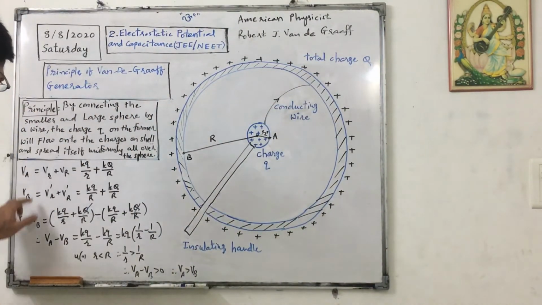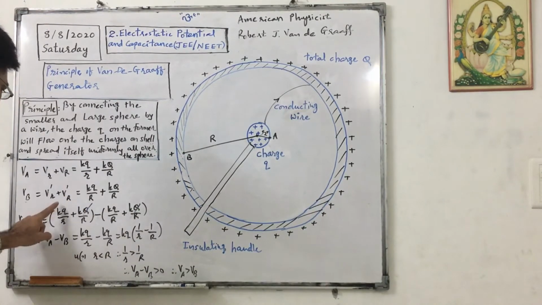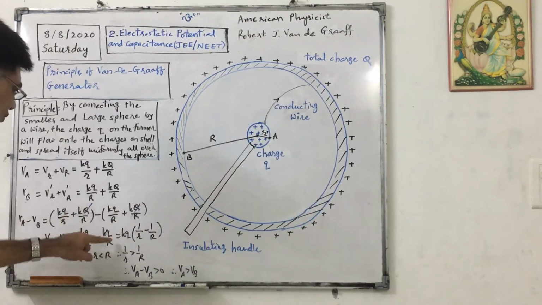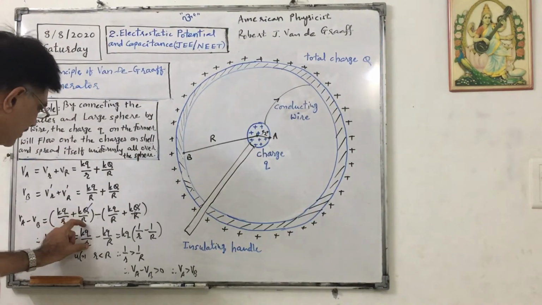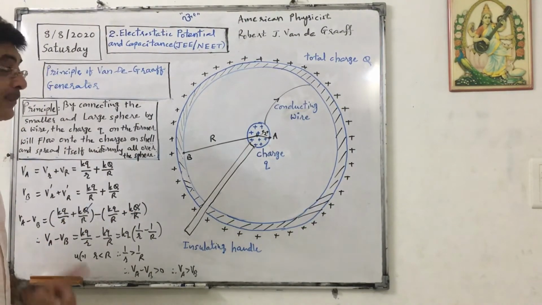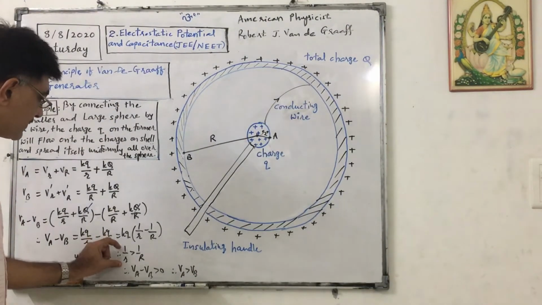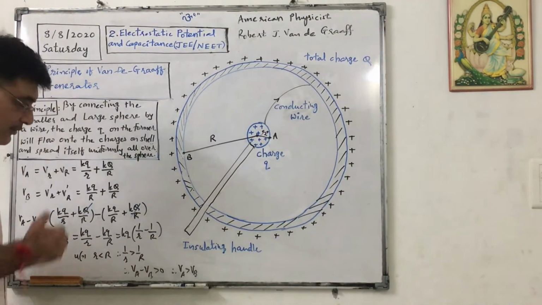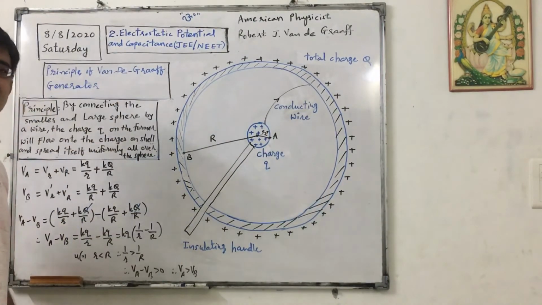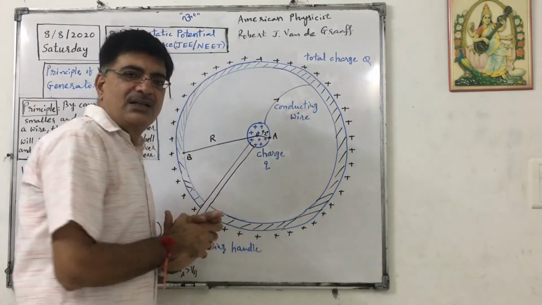Now VA minus VB. So this minus this. The K capital Q upon capital R will be cancelled. K small q upon small r minus K small q upon capital R. K into small q we can take common. In that case it will be 1 upon small r minus 1 upon capital R. We know that small r is less than capital R, so taking reciprocals, 1 upon small r will be greater than 1 upon capital R. So this subtraction will be positive. So VA minus VB is positive, so VA is greater than VB. In short, the potential of the small sphere is greater than the potential of the hollow sphere.